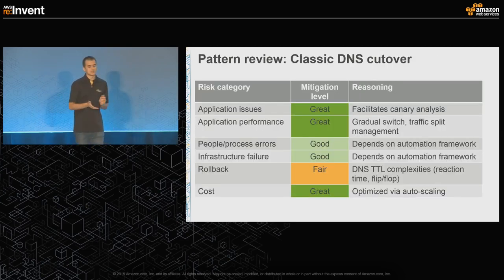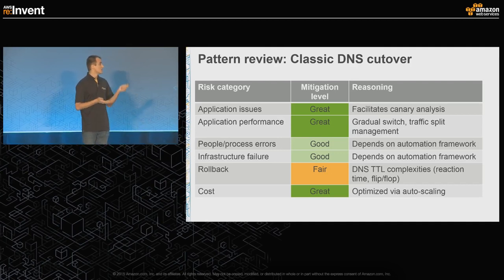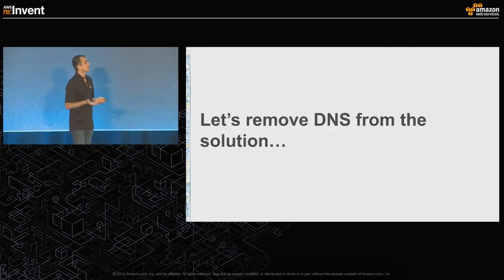So let's see how this stacks up. It's great for mitigating risks around the application issues, around application performance, because of the gradual nature of the traffic shift, because of the fact that you have canary analysis. People and processes, infrastructure risk, those really depend on your automation platform more than anything. At that point, if you use something like CloudFormation or Elastic Beanstalk, you can significantly improve your risk mitigation on those as well. But from a rollback perspective, there's a weak spot there because you have to deal with DNS time to live complexities. So let's remove that out of the solution.